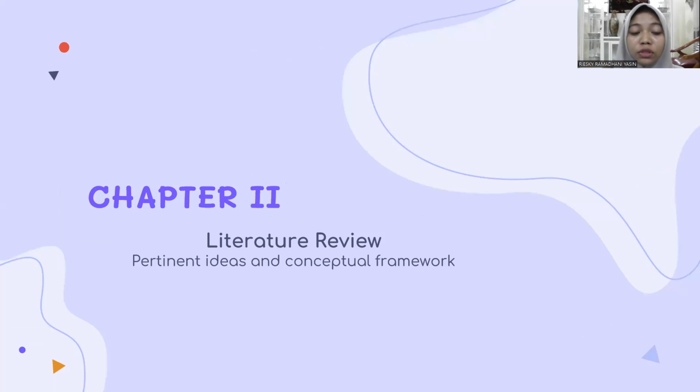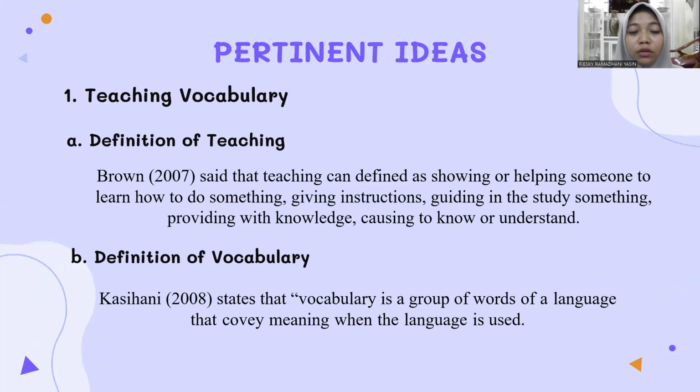We move to chapter 2, that is literature review. The literature review consists of 2 points. They are pertinent ideas and conceptual framework. The first point in pertinent ideas is teaching vocabulary. The first one is a definition of teaching.